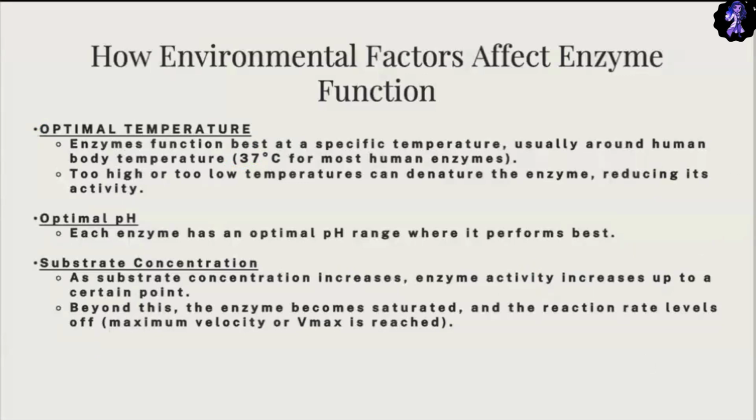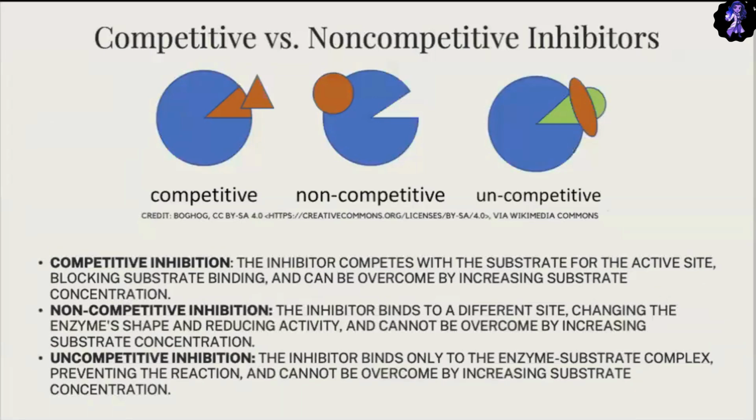Now, when we talk about those environmental factors, and the last one specifically, the substrate concentration, it's important to note that enzymes don't just work by themselves with the substrate. Oftentimes, there could be other items that are either fighting for the space of the enzyme or going to try to block the enzyme in some way. So let's explore those. The first one is called competitive inhibition.